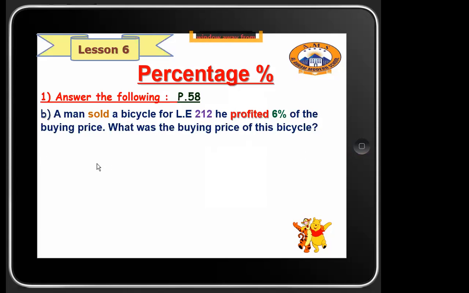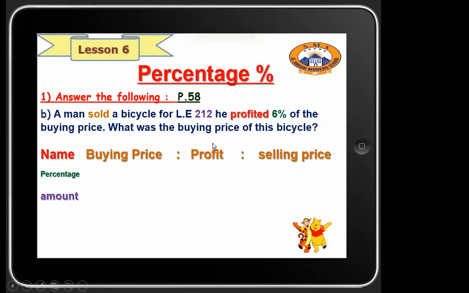Okay, as we agreed, we're going to write 3 columns. The first one is the name and the profit. As I told you, what are the names that you're going to write? Buying price, profit, and then selling price. So we're going to write the names: buying price, profit, selling price. This is the first line.